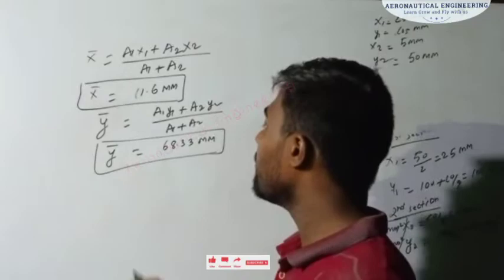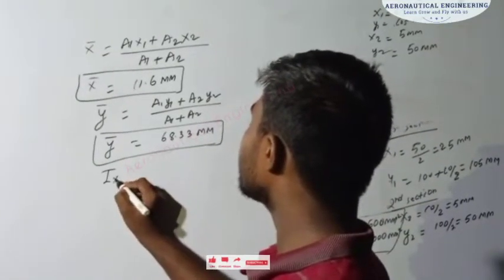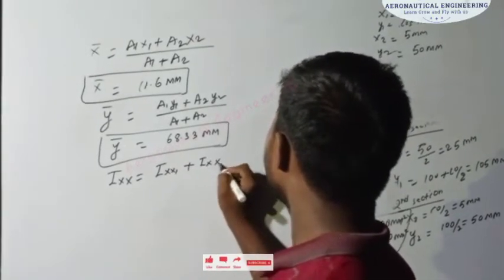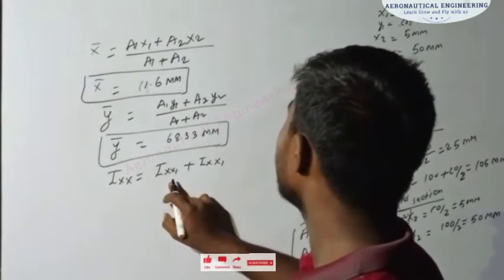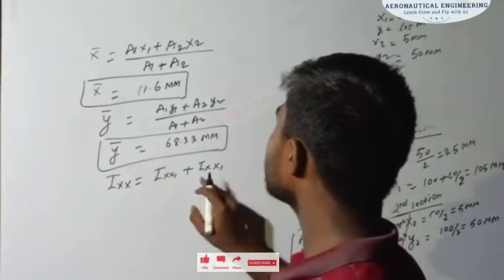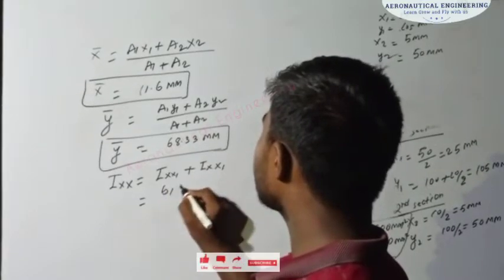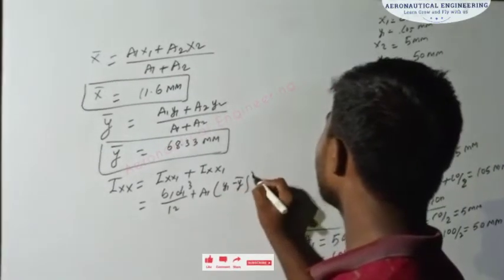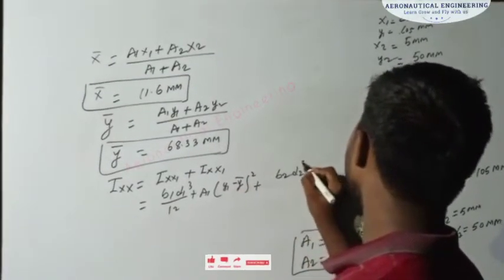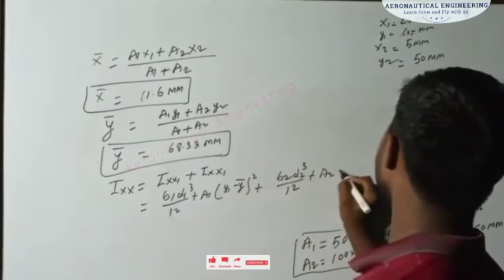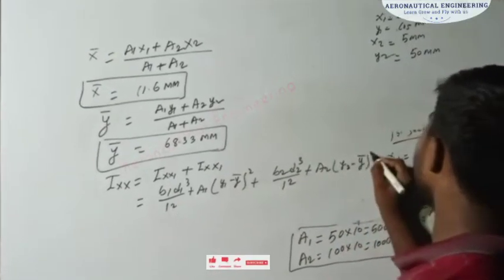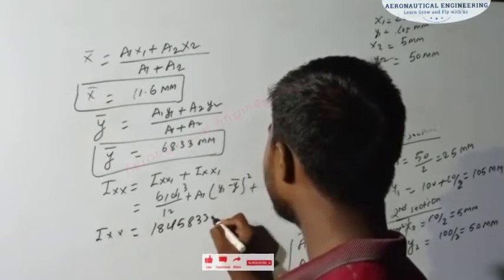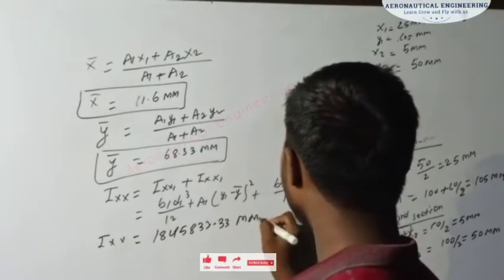Now we find the moment of inertia about the x-axis. Ixx for the whole section is Ixx1 plus Ixx2, that is, the moment of inertia about the x-axis for the first section and for the second section. We know that Ixx equals b1 d1 cube upon 12 plus A1 (y1 minus y bar) whole square, plus b2 d2 cube upon 12 plus A2 (y2 minus y bar) whole square. Calculating this, we get Ixx equal to 1854833.33 mm to the power 4.